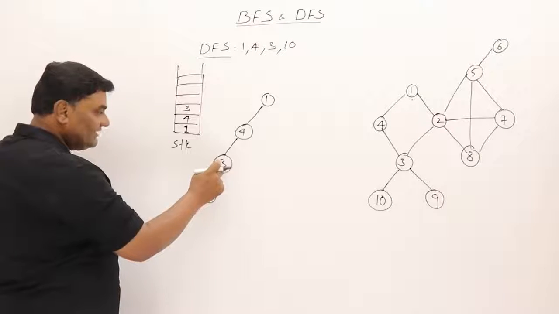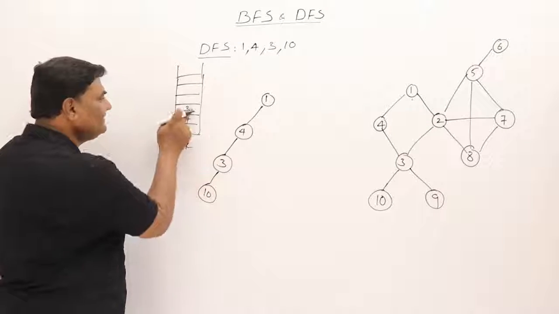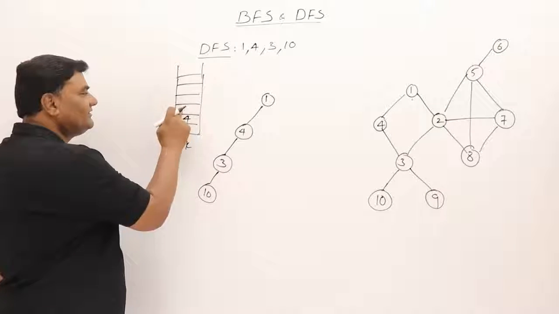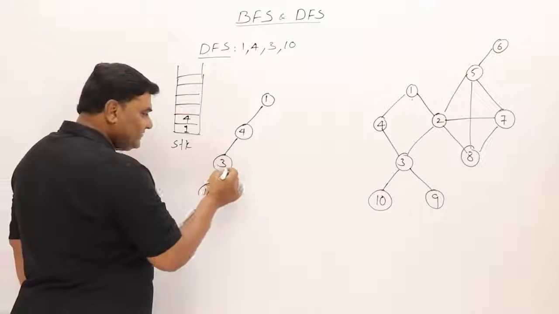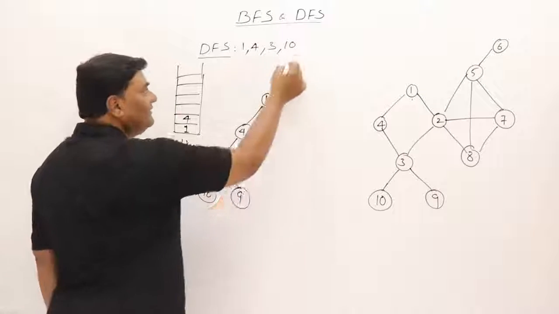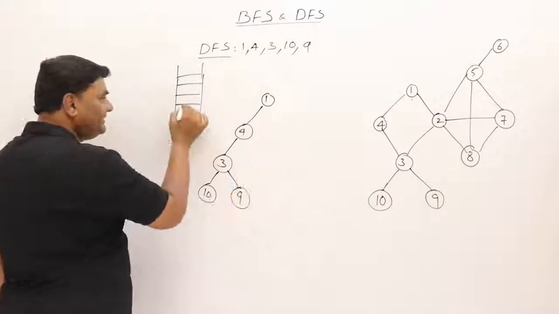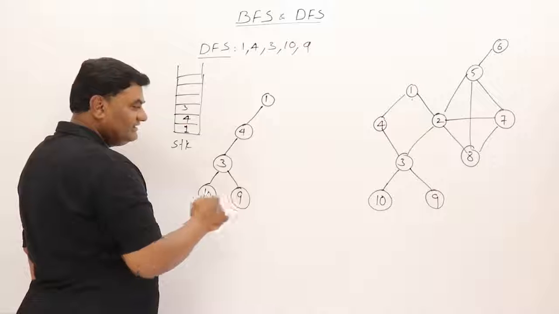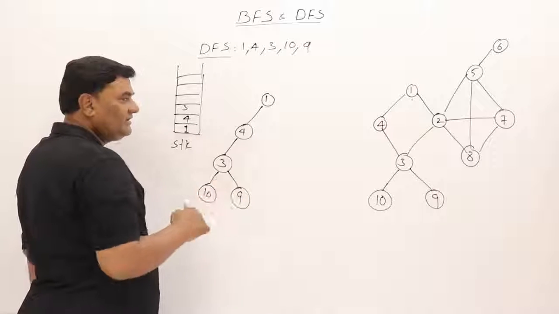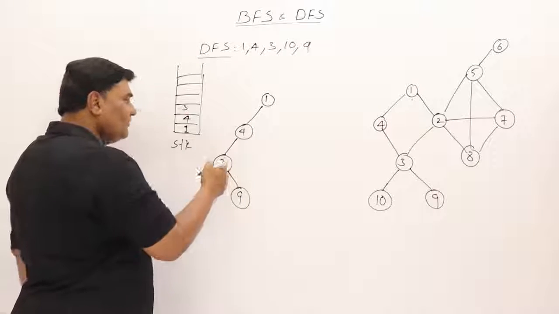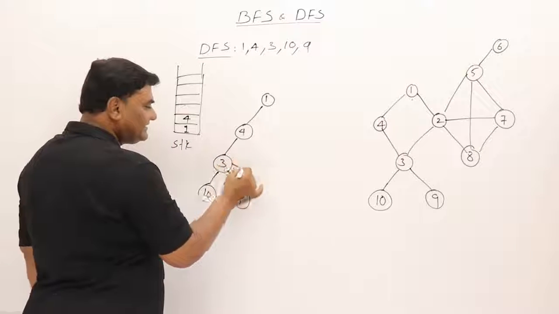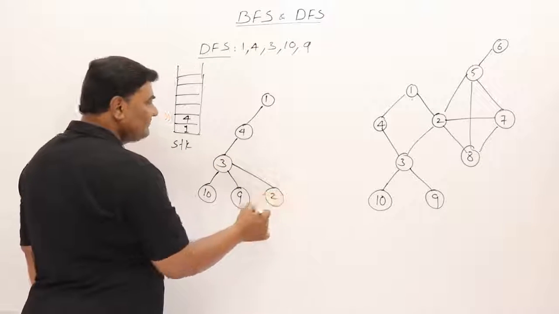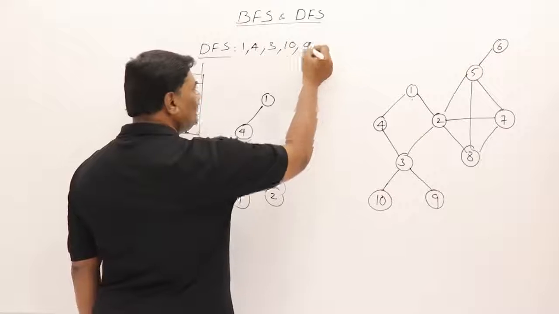So go back to 3. So how to know where I have to go back? This stack will give me that value. So this 3. Continue exploring 3. So I can go on 9. And again suspend 3 and start exploring 9. From 9 I cannot go anywhere. Then go back to 3 and start exploring 3. So who is adjacent to 3? 2. So 2 is visited.